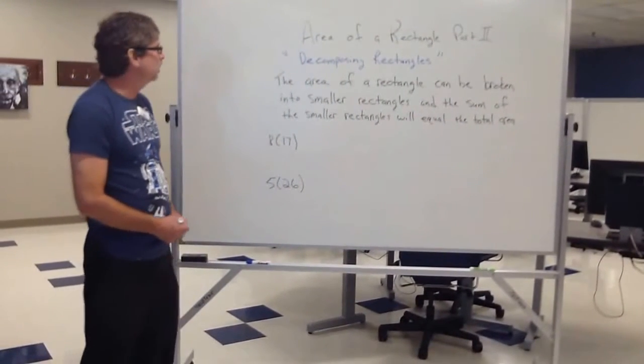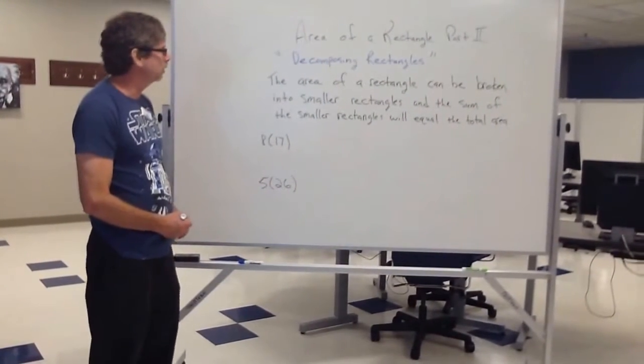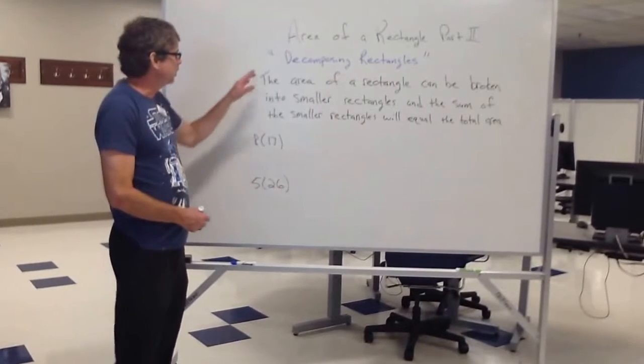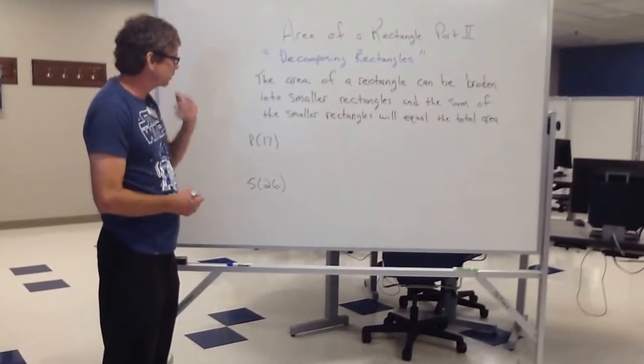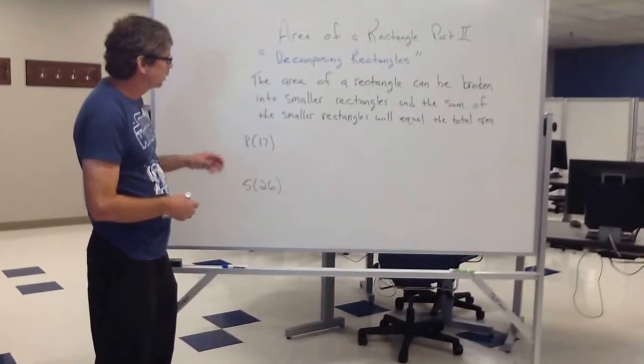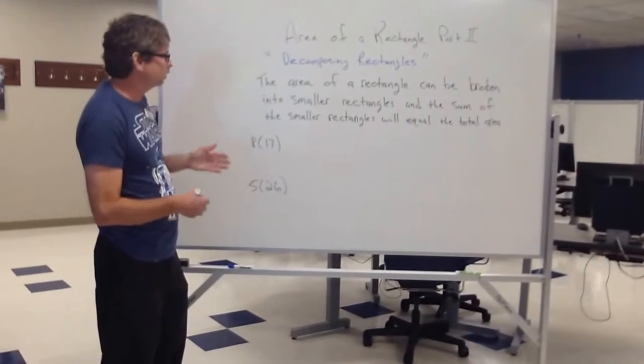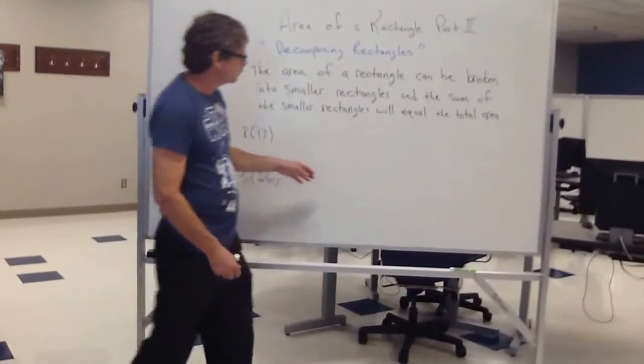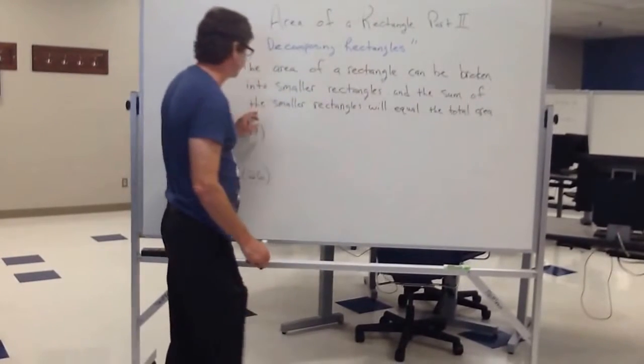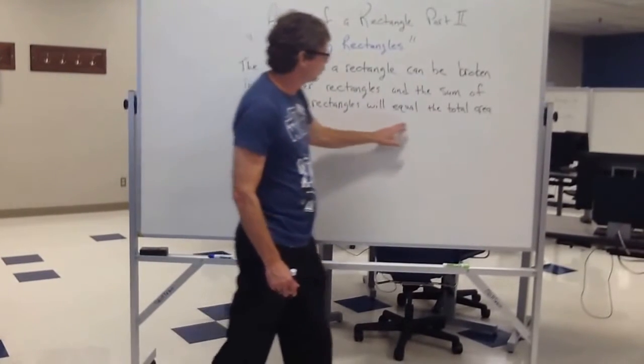Tonight's lesson is going to be on area of a rectangle, and we're going to do part 2. Part 2 is going to be about decomposing rectangles. And essentially what that means is the area of a rectangle can be broken down into smaller rectangles, and the sum of the smaller rectangles will equal the total area.